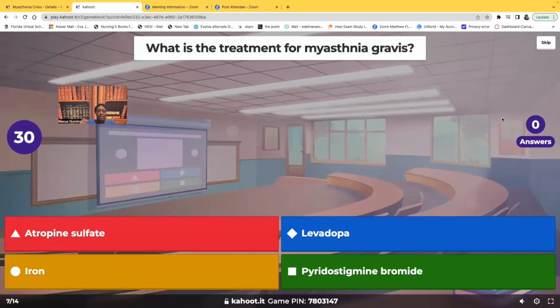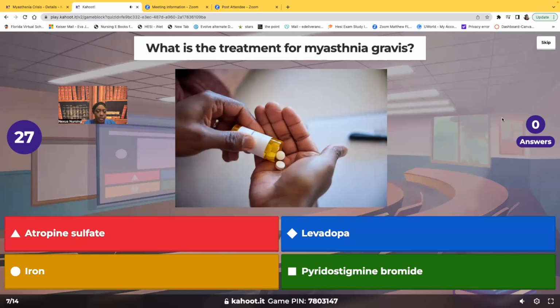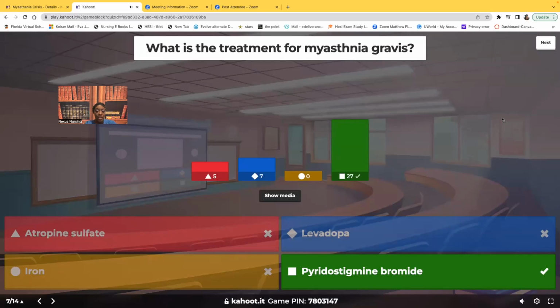What's the treatment for myasthenia gravis? Would it be atropine sulfate, levodopa, iron, or pyridostigmine bromide? What do you think? Don't give up on the live, guys. Keep typing in your answers. Okay, very good. Pyridostigmine bromide. That is a treatment you expect to give for myasthenia gravis.